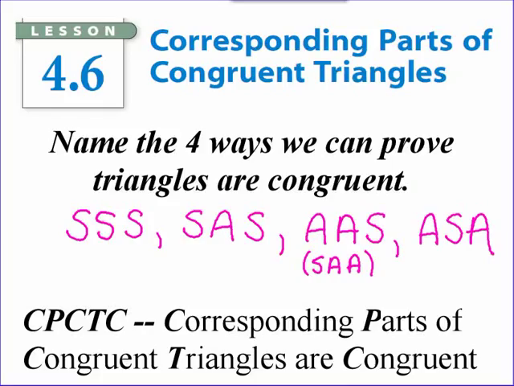CPCTC. Now, if some of you are wondering where does that come from, I actually have the C, the P, the C, the T, and the C highlighted. Okay, they're in bold italicized letters. But whenever you see CPCTC, what that means is corresponding parts of congruent triangles are congruent. File that away to memory.